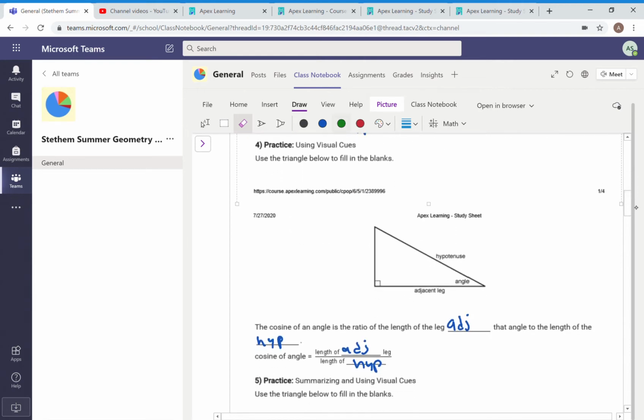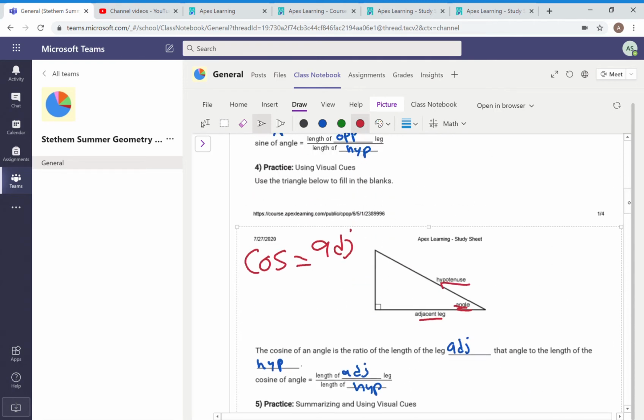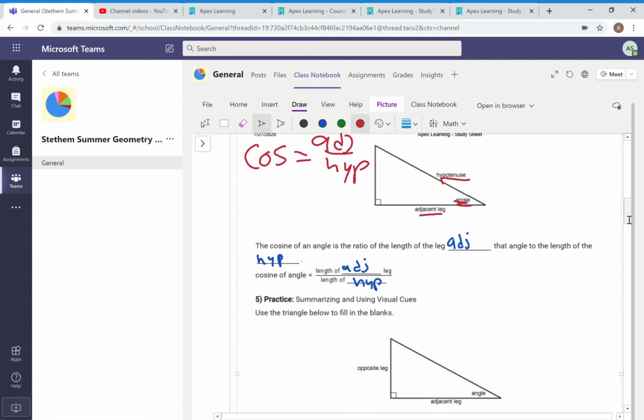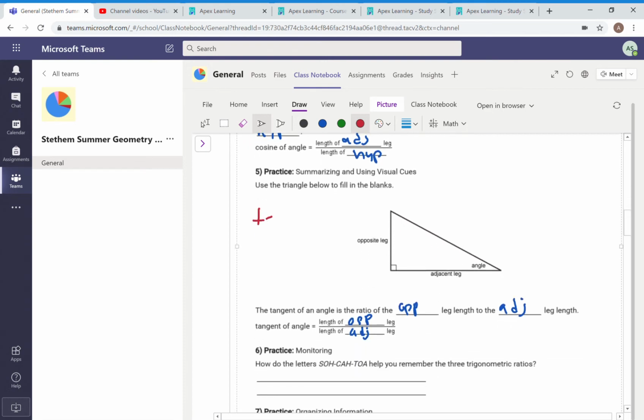The next one that we have is our cosine function. Normally cosine gets abbreviated to cos. Whatever angle you're given, if you want cosine, you want to have the adjacent leg and the hypotenuse. That's what all that says at the bottom too. So cosine is adjacent over hypotenuse. And tangent, you want to do opposite over adjacent.